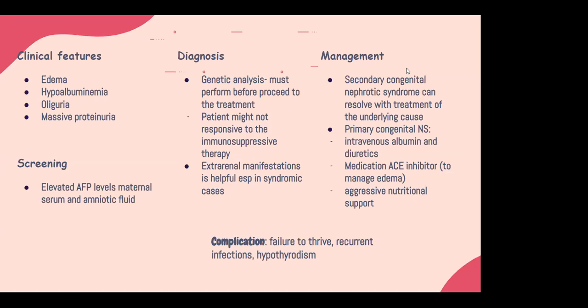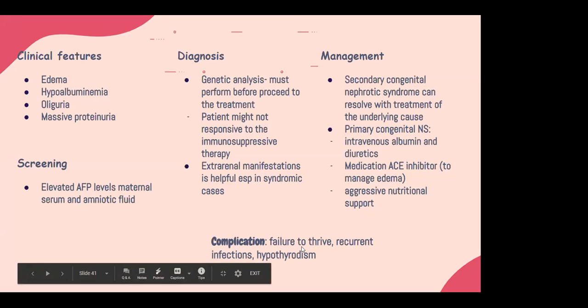And the next one is management. Secondary congenital nephrotic syndrome can resolve with treatment of the underlying cause. For primary congenital nephrotic syndrome, we treat the symptoms, like managing the edema by giving intravenous albumin and diuretics, ACE inhibitor medication, and aggressive nutritional support. This is because the infant may lose protein through urine, which will cause the baby to have protein malnutrition and lead to developmental problems. And the complications are failure to thrive, recurrent infection, and hypothyroidism.